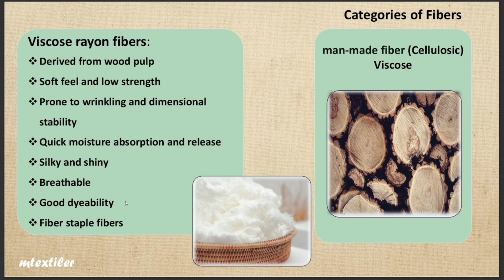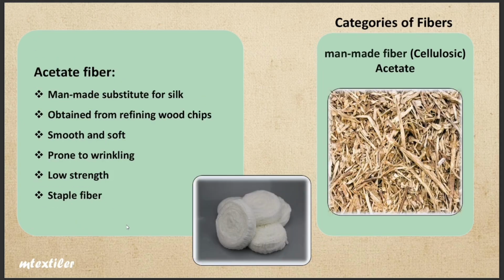Staple fiber. This fiber is widely used alongside other fibers. Not only does it have applications on its own, but when blended with other fibers, it enhances their properties and improves the spinning process. The next fiber we will discuss is acetate, which is also a regenerated fiber. Let's review its characteristics. Acetate fiber, man-made substitute for silk.